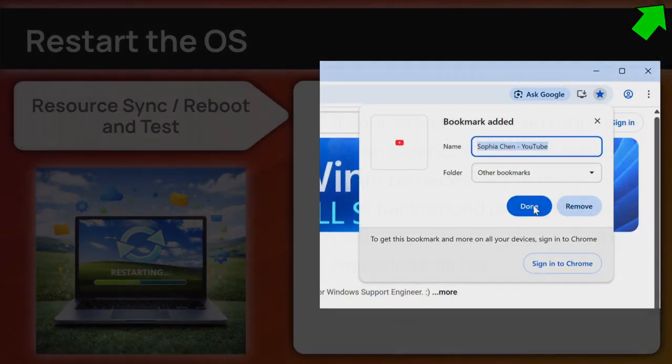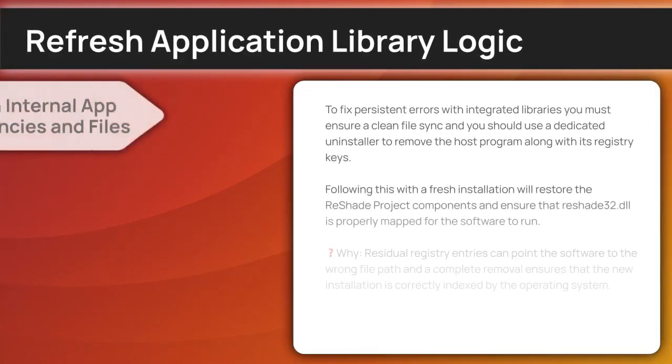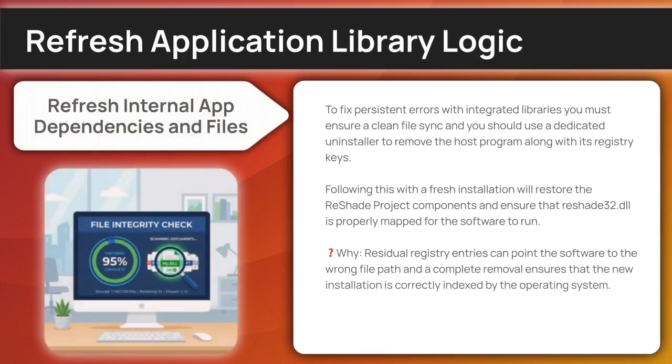With the restart confirmed as ineffective for this instance, let's analyze the registry settings next. If you need to pause the video while navigating the registry editor, feel free. To fix persistent errors with integrated libraries, you must ensure a clean file sync, and you should use a dedicated uninstaller to remove the host program along with its registry keys. Following this with a fresh installation of your software components ensures that the DLL file is properly mapped for the host program to run.